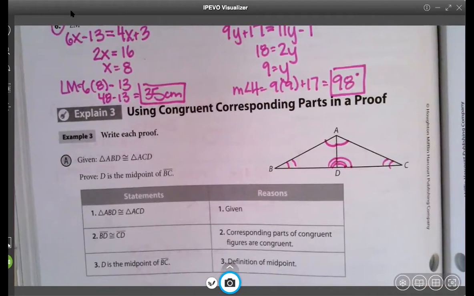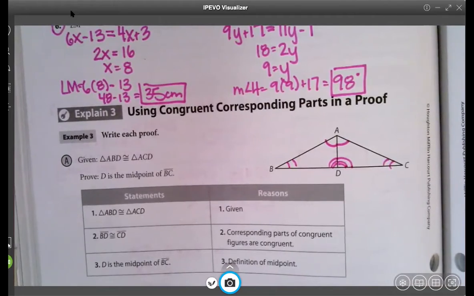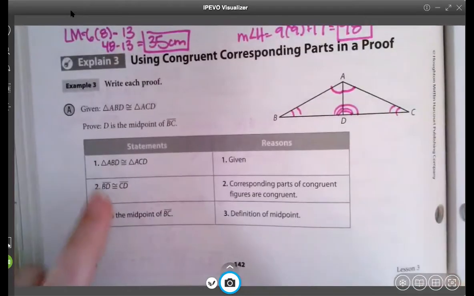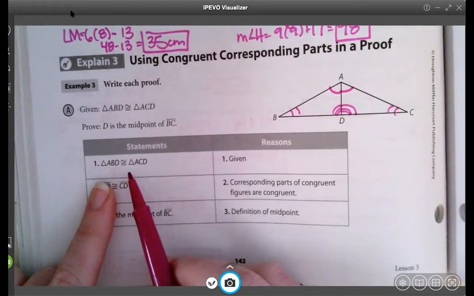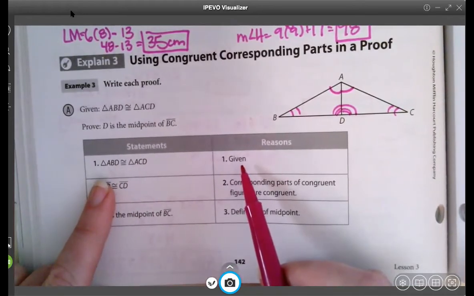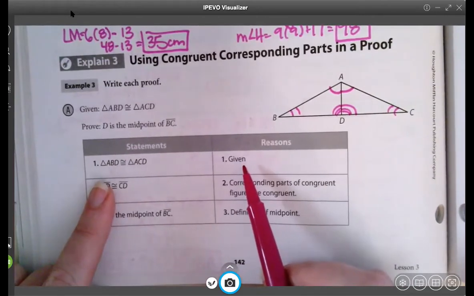So the order matters. You can't just pick any old way. You've got to know which parts go with what. And we're trying to prove that D is the midpoint of BC. So what they said was the two triangles are congruent with this congruent statement, and that's what we were given. Remember, your first line should always be given, period. It will never be anything else if it's correct.